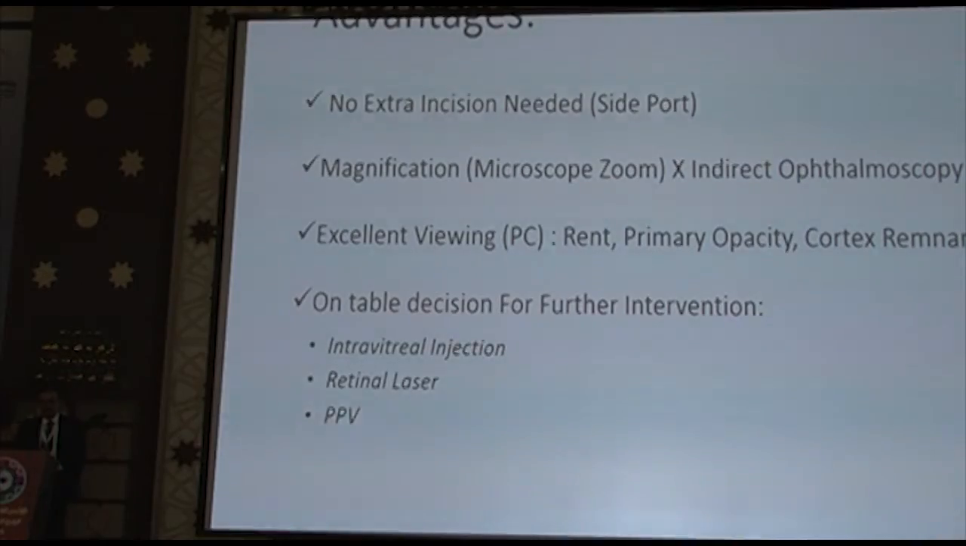So the advantages of this technique: no extra incision is needed, just use the side port. Magnification is not limited; you can use the zoom of the microscope, unlike the indirect ophthalmoscope. You have an additional view of the posterior capsule. If you are not sure about the integrity of the posterior capsule, you can use this technique to make sure whether you want to implant the lens in the bag or in the sulcus. And definitely you can decide on the table whether any further intervention is needed, vitrectomy or injection or laser. And thank you.